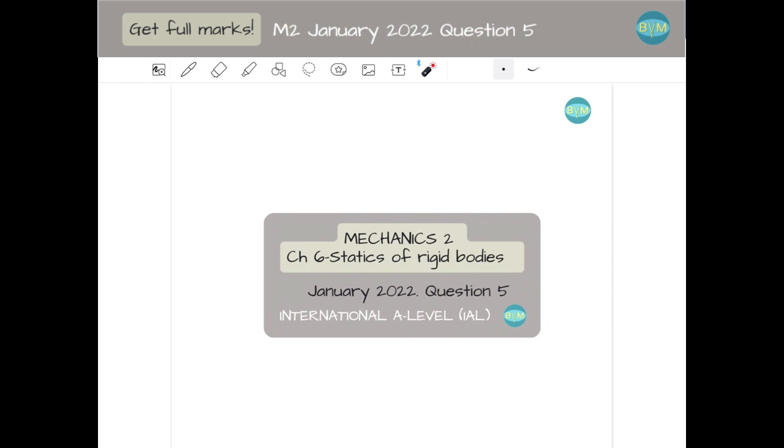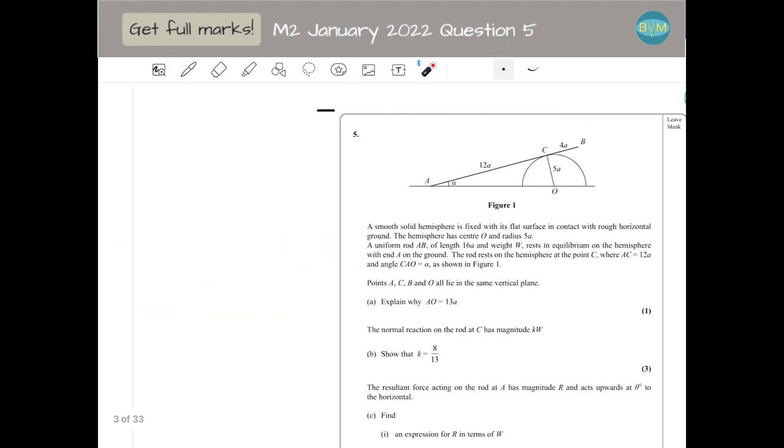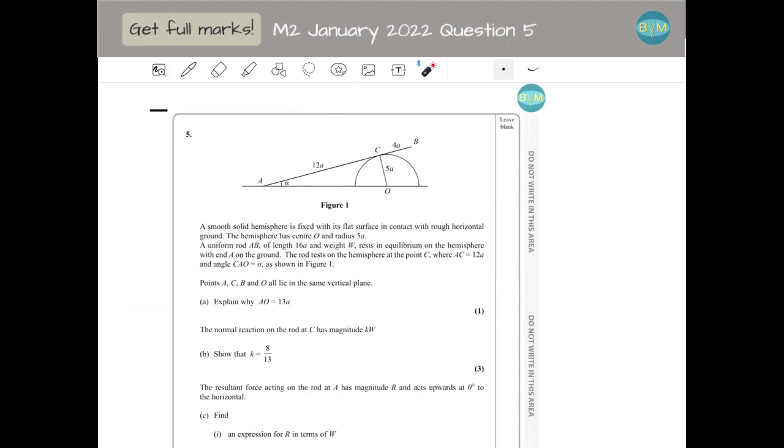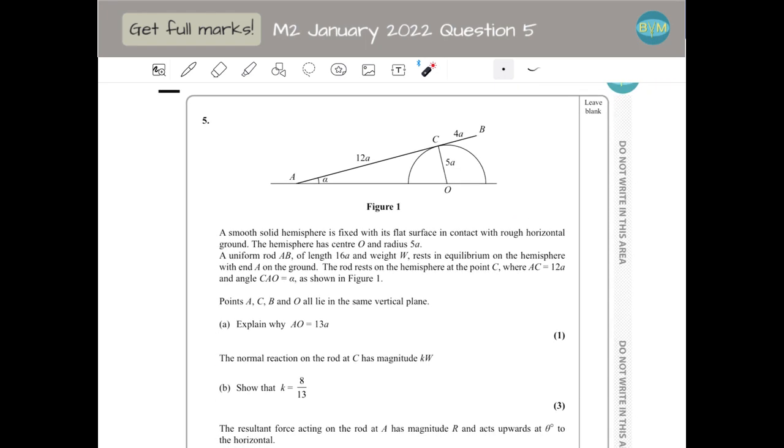Hello, this is question 5 on your January 2022 Mechanics 2 paper. It's a static rigid body question, and I'm going to show you how you can get full marks on it. So you have a smooth solid hemisphere fixed with a flat surface in contact with rough horizontal ground. So this ground is rough, and you have here a hemisphere and a rod on top of it, just resting in equilibrium on the hemisphere.